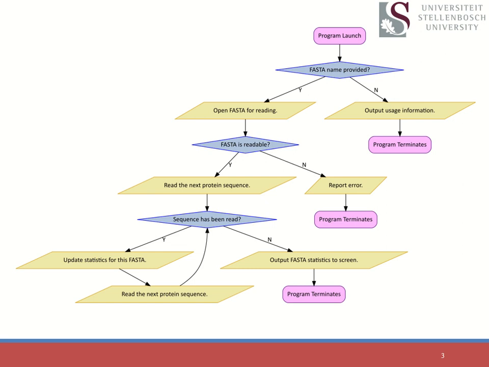Now from here on, I'm going to make the assumption that everything is going smoothly. So they provided us a FASTA file name. That FASTA file name is readable. And so we're going to do this complex operation of reading the next protein sequence. Okay, now there are multiple steps to reading a protein sequence off a FASTA file. What's the first thing I should see for any protein in a FASTA sequence database? First character.